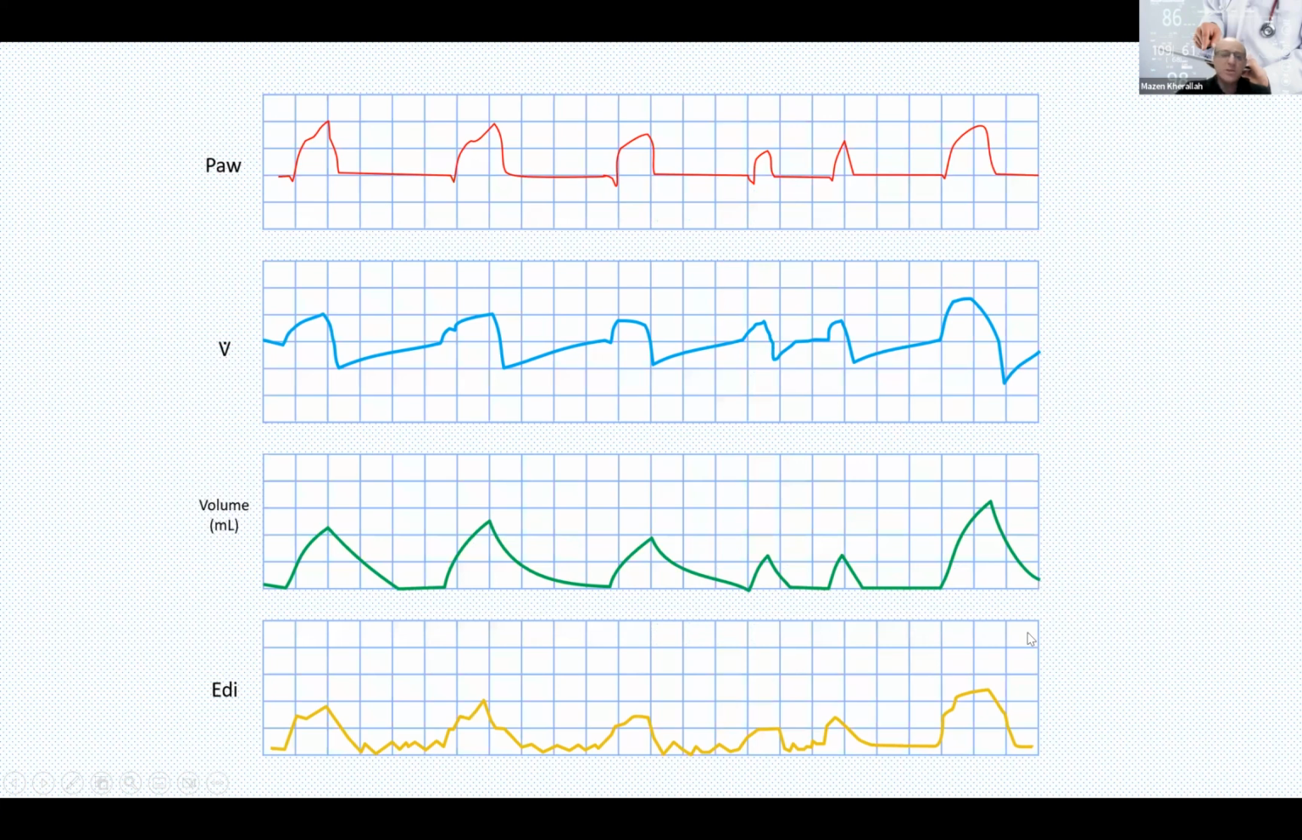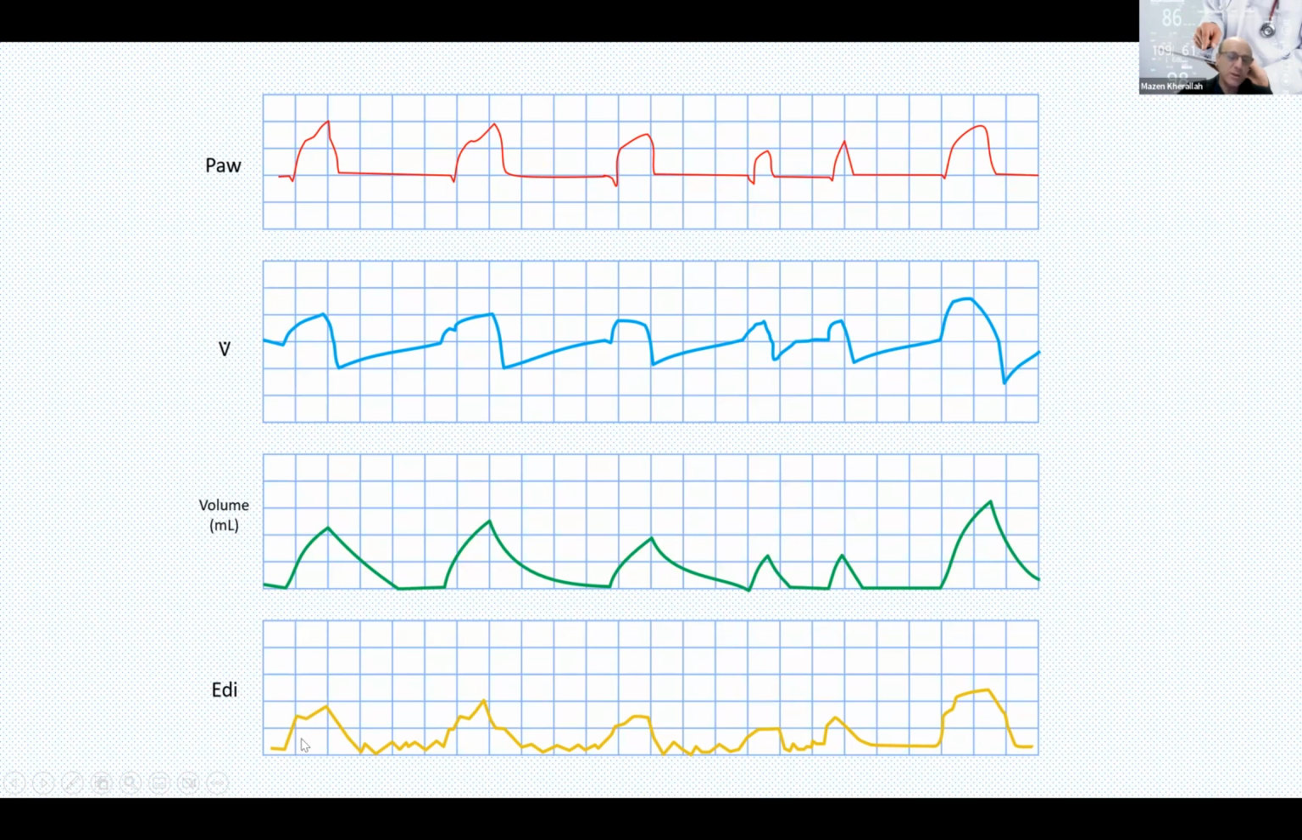So let's take a look at this example here. Just to make it easy for you, I put the electrical activity of the diaphragm. You can see here how the diaphragm activity is changing, just to relate this to the pressure that is generated by the machine.